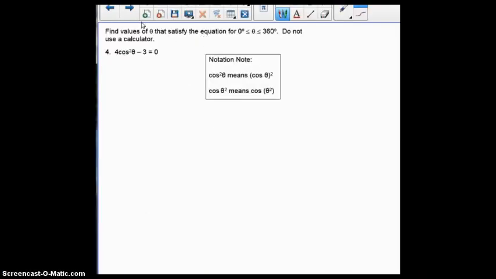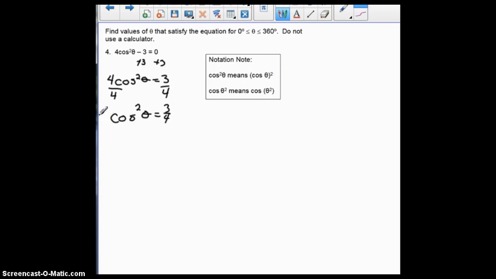Okay, so now we're not going to get to use a calculator. Same steps though. We're going to isolate the variable. So we add the 3, 4 cosine squared theta equals 3. Divide by the 4. So cosine squared theta equals 3/4. Now your little note there says cosine squared theta means the same thing as cosine theta squared.